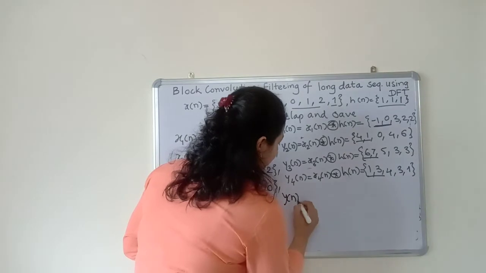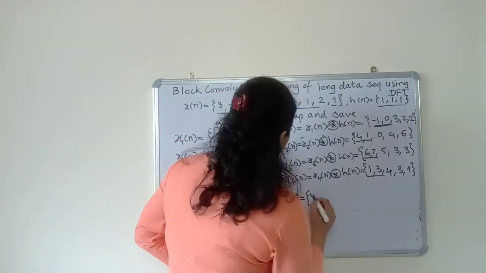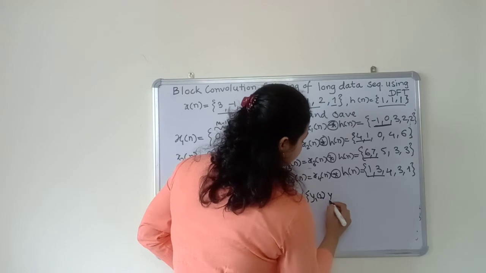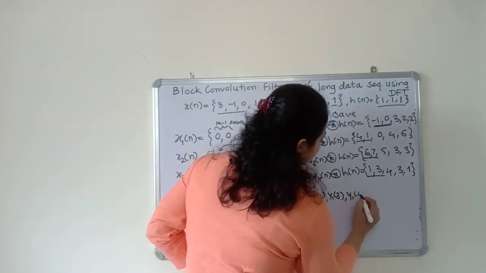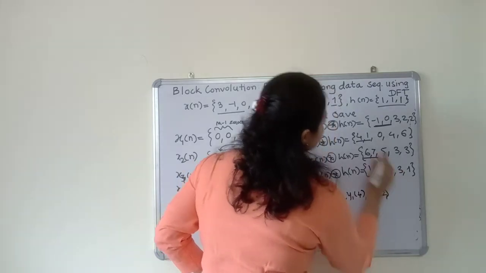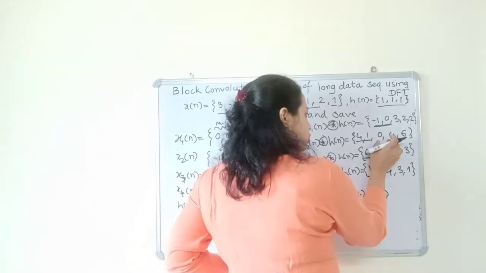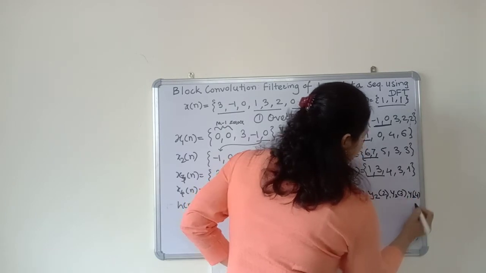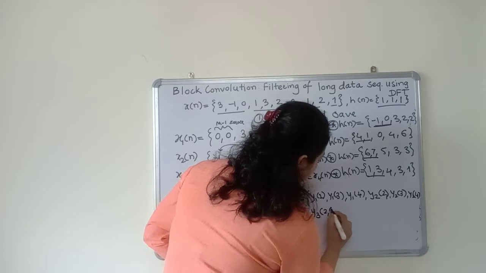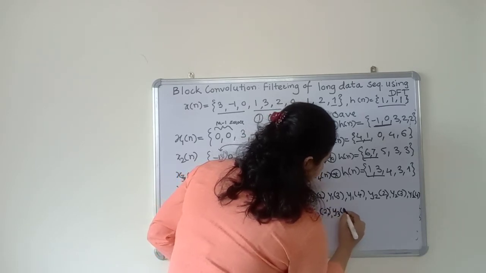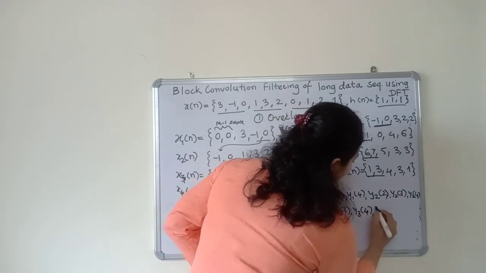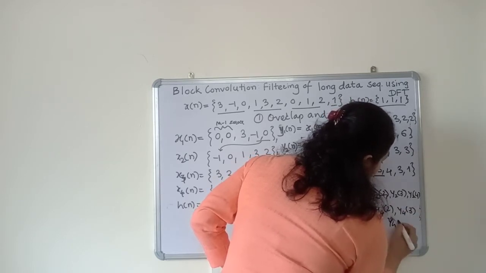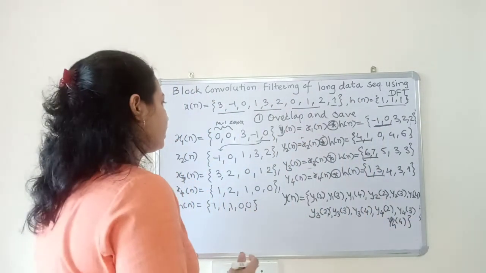So y of n, the final output, can be written as y1 of 0 and y1 of 1 we are leaving, then y1 of 2, y1 of 3, y1 of 4, then y2 of 2, because we are leaving these two samples from y2 of n. So y2 of 2, y2 of 3 and y2 of 4, then y3 of 2, y3 of 3, y3 of 4, y4 of 2, y4 of 3, y4 of 4.